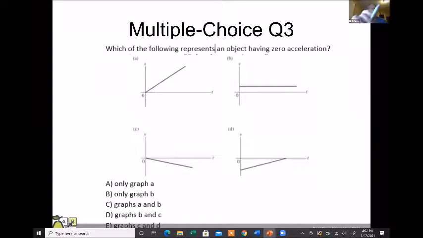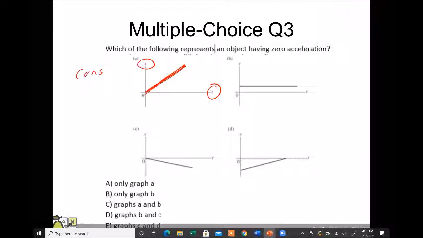All right, so let's just look at these graphs one at a time. Notice that this is a position versus time graph. And that position versus time graph has a nice constant slope. On a position time graph, what does a constant slope tell you? A constant velocity. And if we have a constant velocity, that means 0 acceleration, right? So A looks like a good answer.